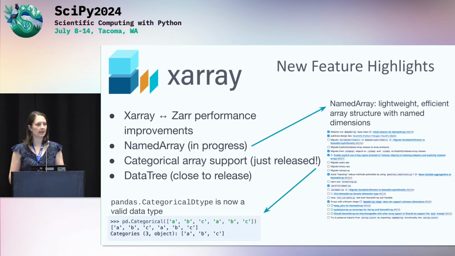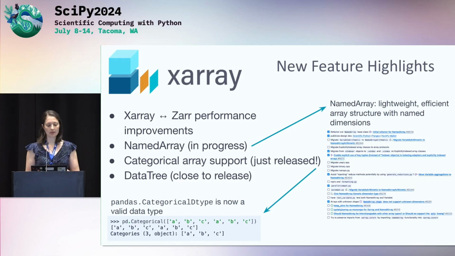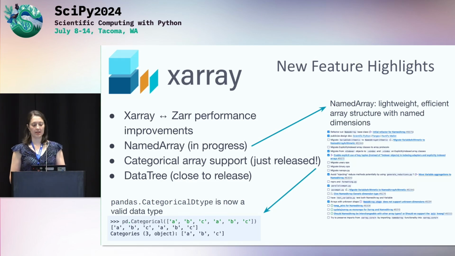Some new feature highlights. The last year or so, lots of improvements in the performance between Xarray and Zarr. An effort called NamedArray, which is trying to isolate what was previously heavily integrated into the Xarray variables module, separating that out into something called a NamedArray, so it provides a much more lightweight, efficient array structure for working with arrays with named dimensions without having it be dependent on pandas. We just released some categorical array support.